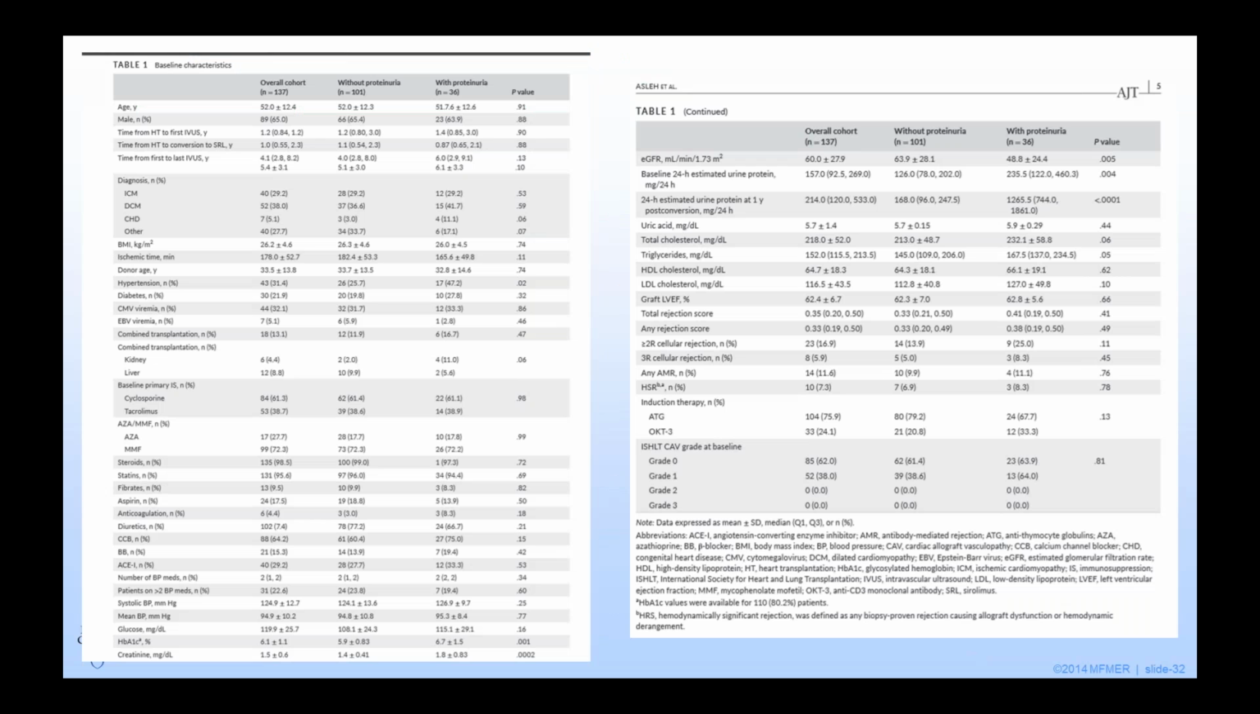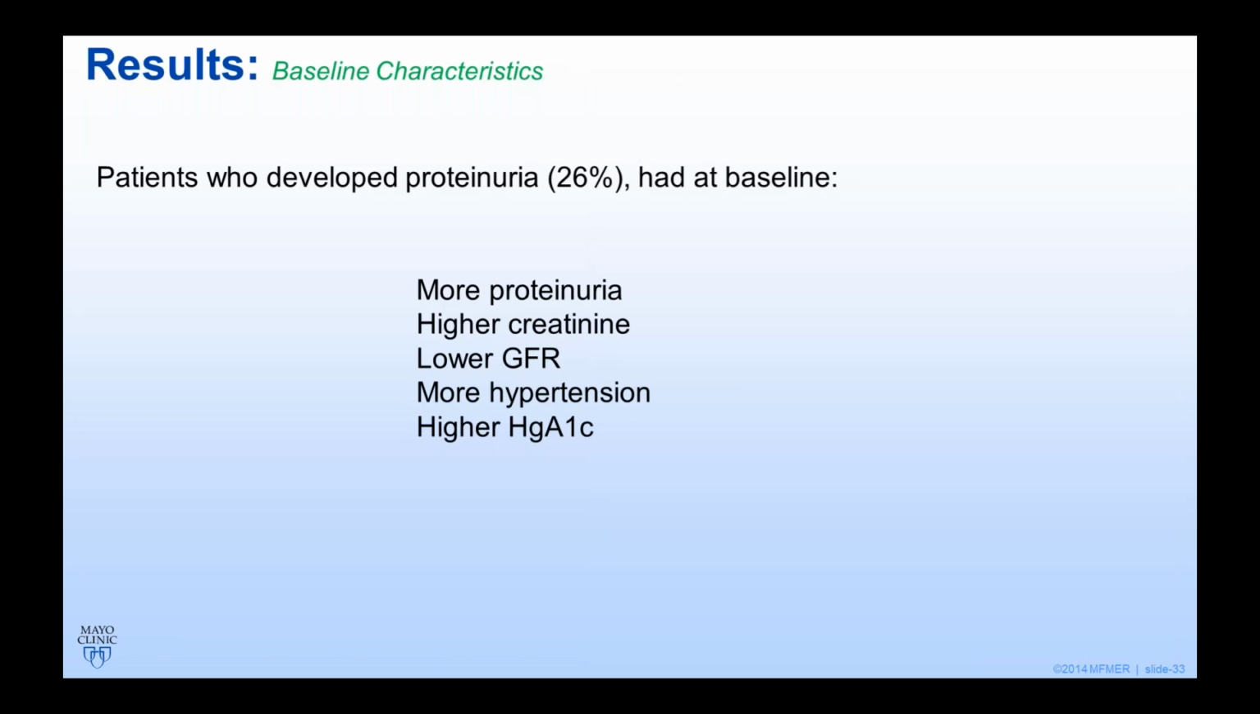A large number of baseline characteristics were collected and evaluated. So 26% of the patients developed new proteinuria or significant progression of proteinuria. And of those patients who developed proteinuria, they had at baseline, among those baseline characteristics, more baseline proteinuria, higher baseline creatinine and lower GFR, more hypertension, and higher hemoglobin A1C.